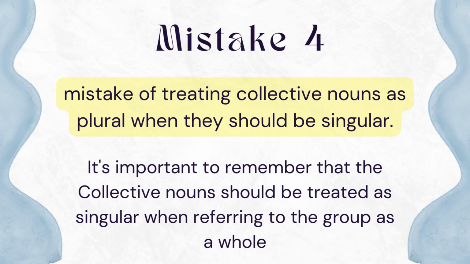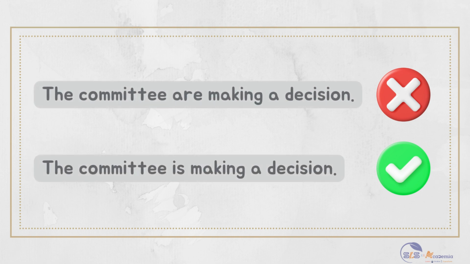Finally, people often make the mistake of treating collective nouns as plural when they should be singular. Collective nouns refer to a group of people or things such as a committee, family, or team. While collective nouns can take either a singular or plural verb form depending on the intended meaning, it is important to remember that they should be treated as singular when referring to the group as a whole. For example, instead of saying the committee are making a decision, which treats the collective noun as plural, you should say the committee is making a decision.